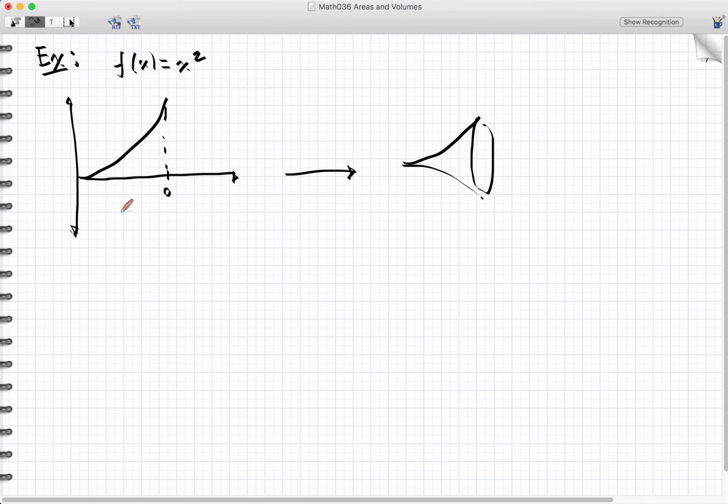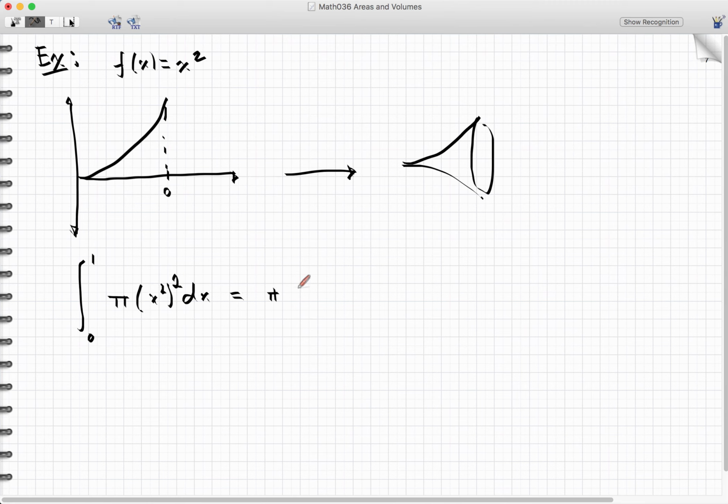In this example, we look at the function f of x is equal to x squared, and we're going to take the graph and revolve it around the x-axis to obtain this figure. It's kind of like a cone or a horn that's filled in. So using our formula, the volume of this solid of revolution is going to be the integral from 0 to 1 of the area of each slice, which is pi r squared, but r is going to be the height of the function, so it's x squared. The radius is x squared, dx.